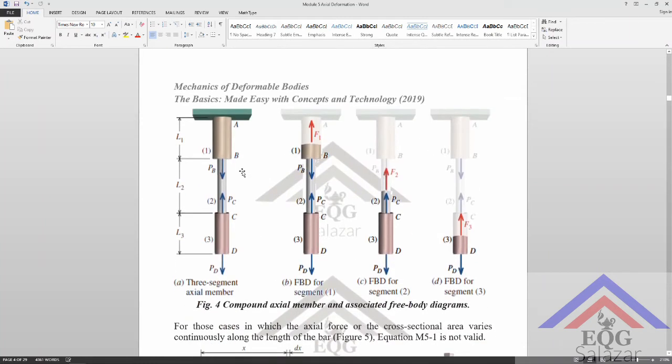Okay, so even if this is a whole bar, meaning the cross section does not change, you can treat it the same way. You can break it down into segments and still do the same thing.